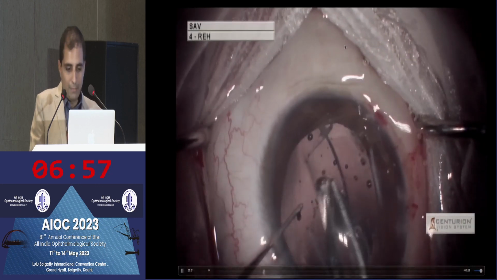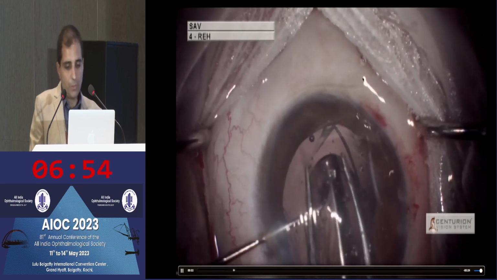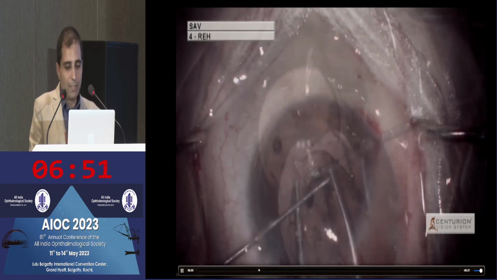So we went ahead and placed a 3-piece IOL because the capsule was open. Sometimes the injector systems can be a little bit troublesome.